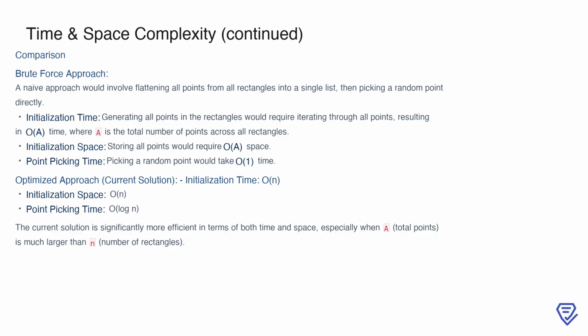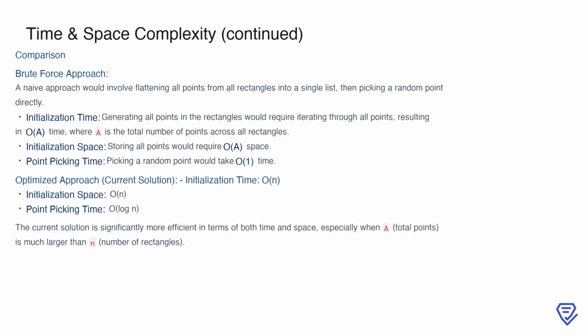In contrast, the optimized approach avoids generating all individual points. Initialization in the current solution is O(n), as we process rectangles rather than points, and the space usage is also O(n) for the same reason. Point picking takes only O(log n) due to the binary search.